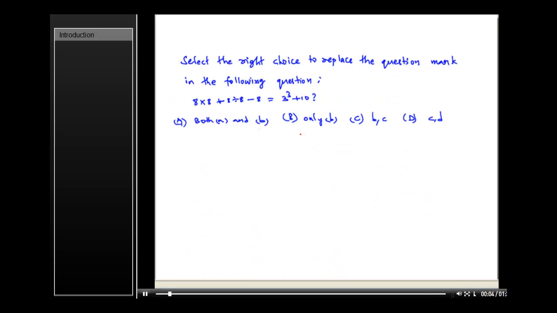To select the right choice to replace the question mark in the following question. Let us begin with the solution. This is the equation given in the question. This implies, now we'll apply the BODMAS rule to simplify this equation. BODMAS rule, first preference goes to 8 divided by 8, then 8 into 8. Therefore 8 divided by 8 will give you 1 and 8 into 8 will give you 64.